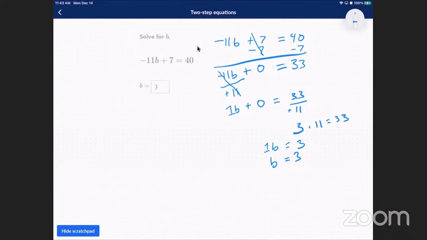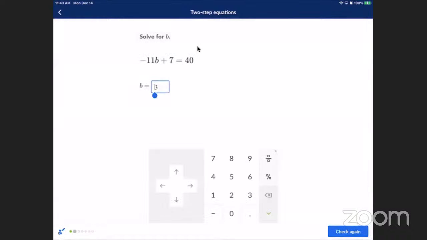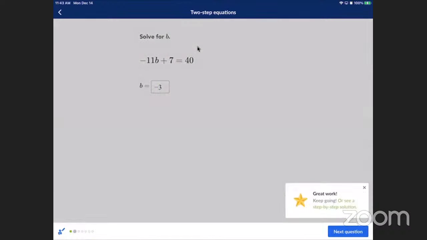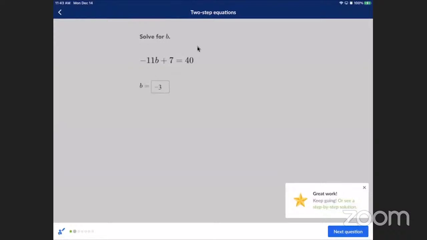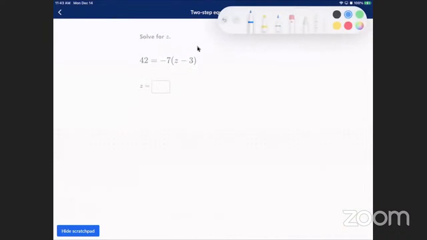Wait, what did I do? 33 equals 11 times 3. Oh, whoops, yeah, negative. These are the things you have to pay attention to. This would be a positive 33, and this would be a negative 11. But when we plug the 3 back in, in order to get this B here, this B would have to be negative. That's tricky. Sometimes you have to make sure you're paying attention to the order of operations.